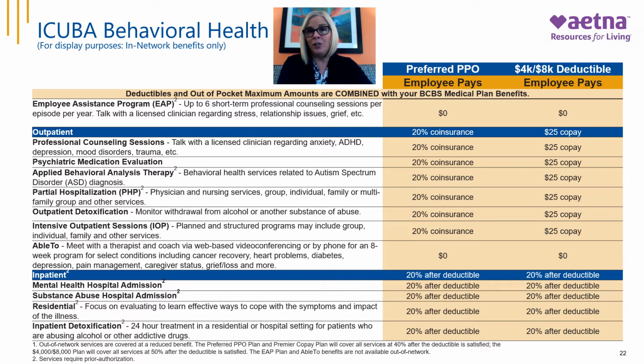For authorized in-network inpatient services, members do have a 20% coinsurance after meeting your deductible. Out-of-network behavioral health benefits are covered, but they are at a reduced benefit. The Preferred PPO plan and Premier Copay plan will cover all services at 40% after the deductible is satisfied. The 4,000, 8,000 plan will cover all services at 50% after the deductible has been satisfied. Note that the EAP and the Able2 benefits are not available as an out-of-network option.